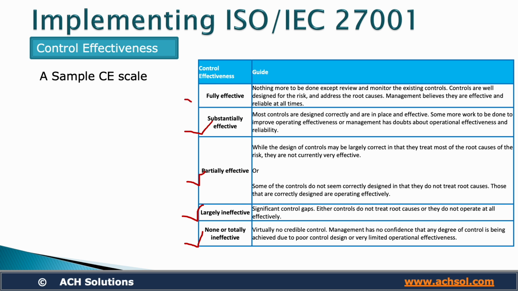And the last one is fully effective. Nothing more to be done except review and monitoring of the existing rules. That means everything is like a perfect case. Now, this is one way of creating a scale. Many people create scales very similar to CMMI levels or their own custom levels, right? However, the maturity of controls can be very clearly read in ISO 27002 and other guidelines given by the ISO 27000 group.